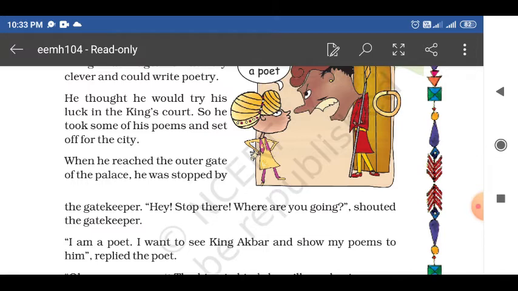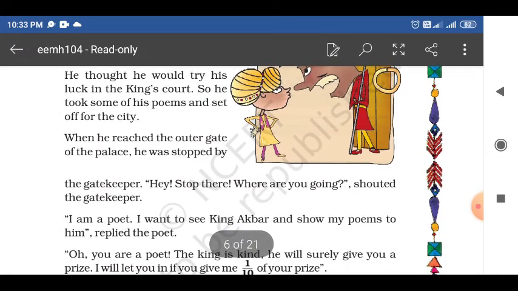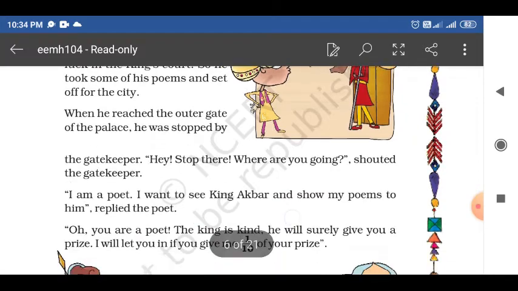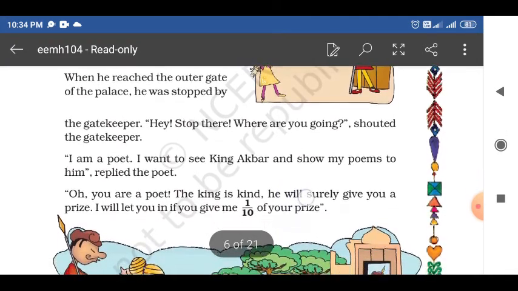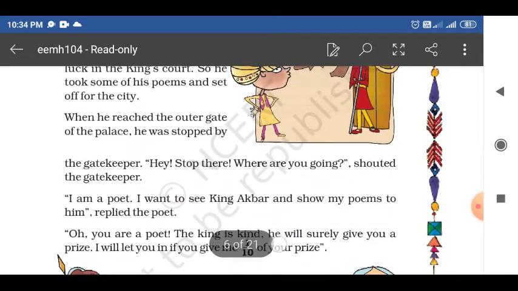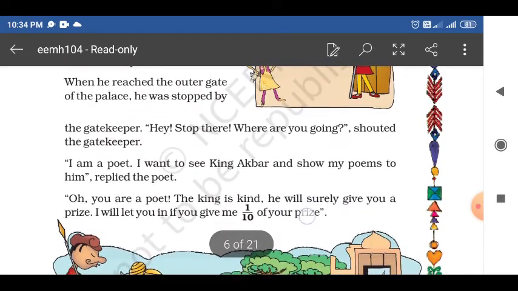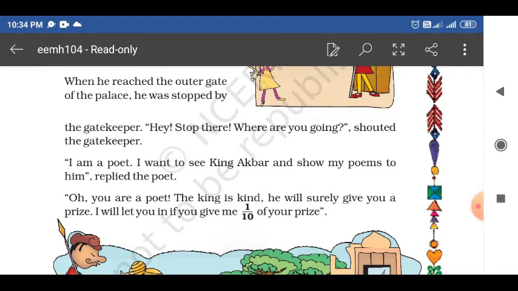He thought he would try his luck in the king's court, so he took some of his poems and set off for the city. See what he thought. He had written so many poems, right? So he took those poems and came to the king's court to present them. He came to the city, and when he reached the outer gate of the palace, he was stopped by the gatekeeper.